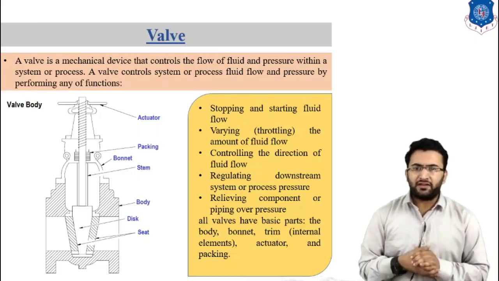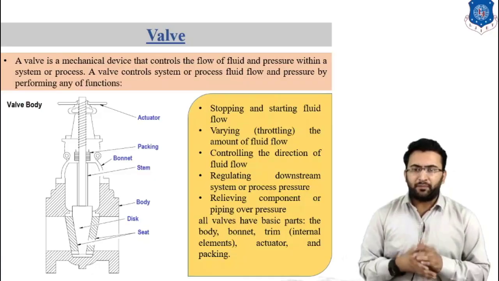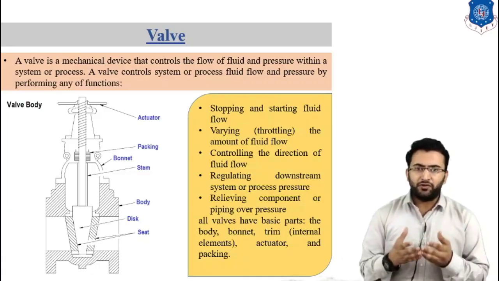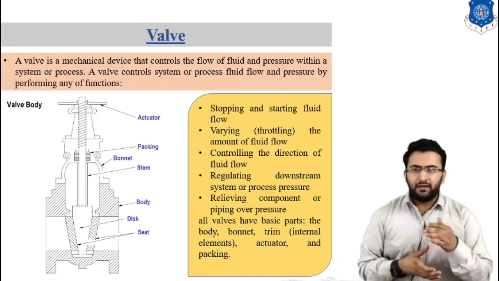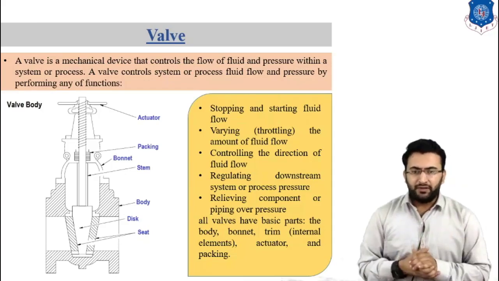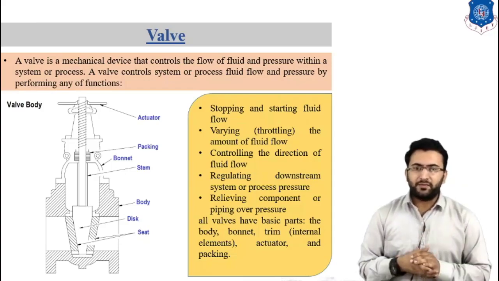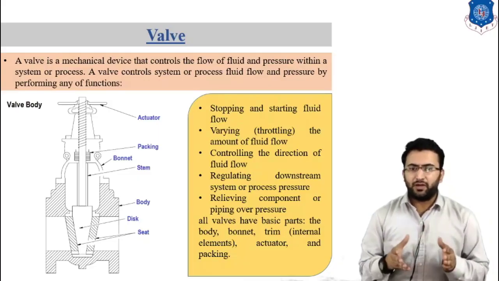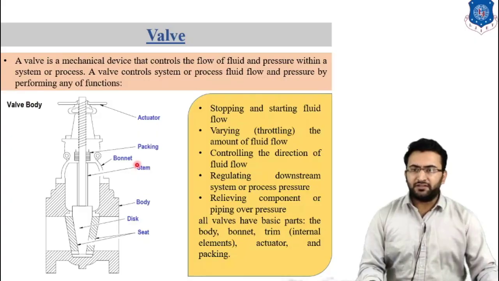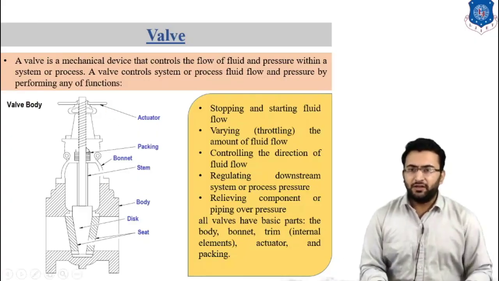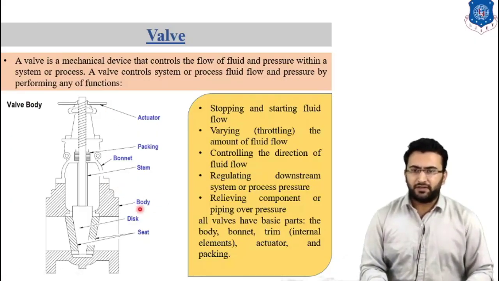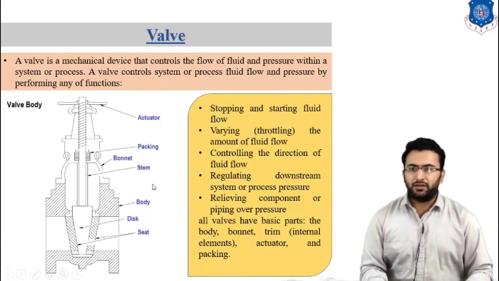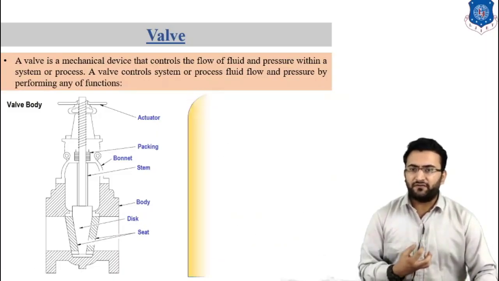A valve also acts as a relieving component in a piping system and is used to relieve some extra pressure from the piping system. All valves have basic parts such as the body, bonnet, trim, actuator and packing. So this is a general type of valve which contains various parts such as the body, stem, bonnet, packing, actuator, disc and seat.